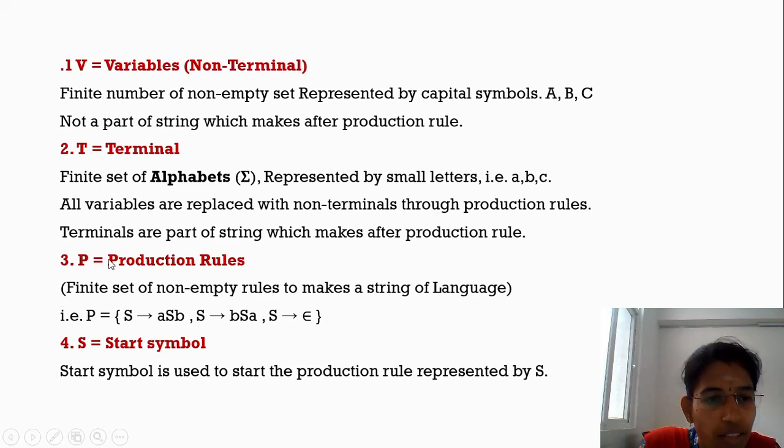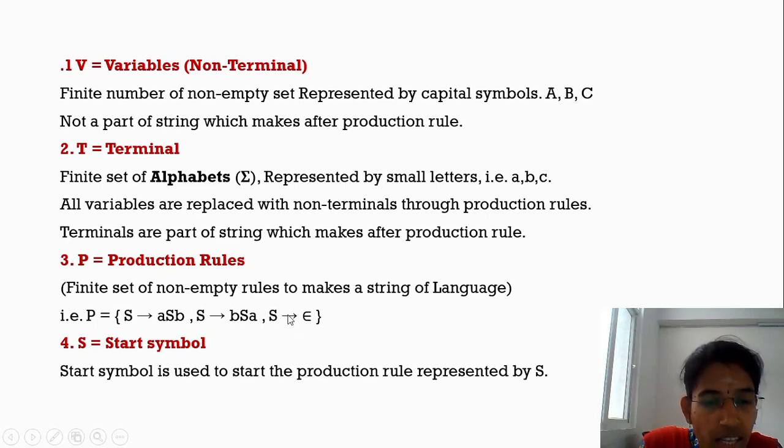The third one is the production rule. Here I write an example: S tends to aSb. The capital letter S tends to small letter a, capital letter S, small letter b. That means a and b are terminals, and S is a non-terminal. This is the production rule format. A production rule may also be epsilon, that is, empty.